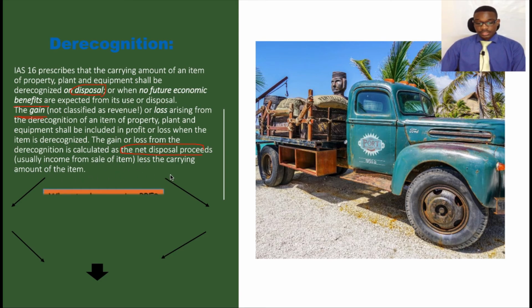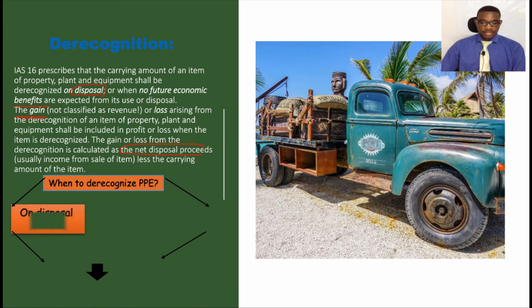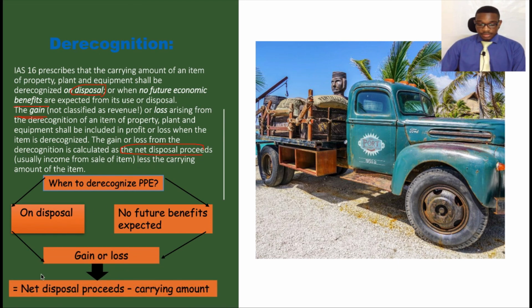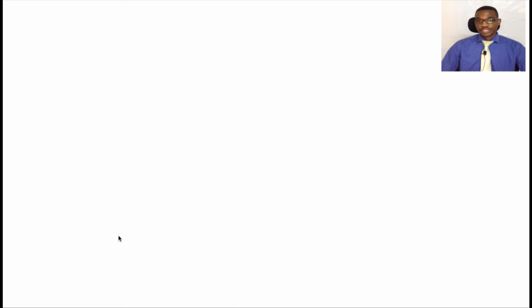So this is the basic scenario. We derecognize the property, plant and equipment on disposal, or when no future economic benefit is expected from carrying the asset, and the gain or loss would be net disposal proceeds minus carrying amount. This is the end of this chapter.